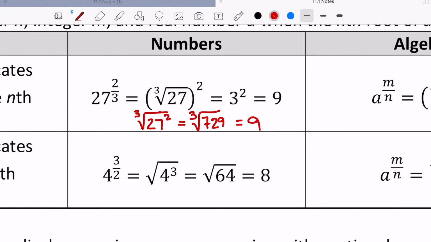Okay? Same thing for 4 to the power of 3/2. I can take the square root of 4 and then cube it, right? The square root of 4 is 2, and 2 cubed still gives me 8. So it just depends on what type of problem you're working with, where you have to make the decision of what would be best or what would be easiest for you to work with, okay?